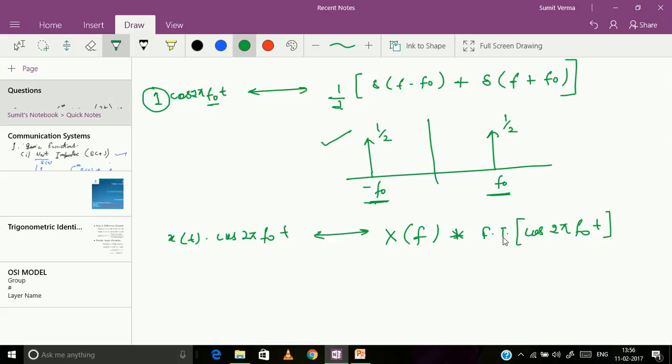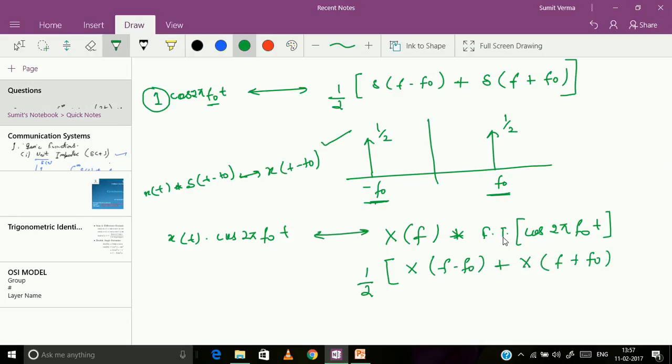And we have already seen convolution with the impulse function. If I convolve x(t) with delta(t minus t naught), it is going to give me x(t minus t naught). Using that same property here, because this is now convolution with the cos function, the half factor will stay as it is, and this would become half of X(f minus f naught) plus X(f plus f naught).